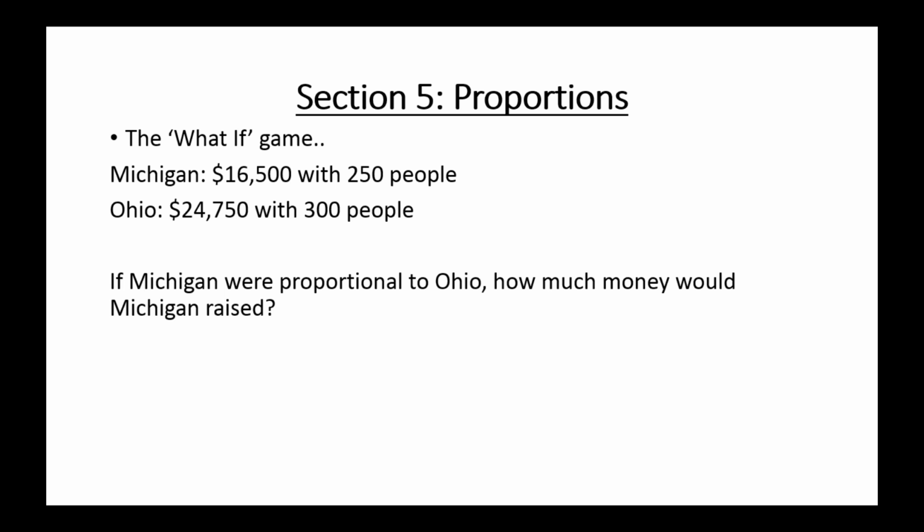So Michigan, I don't know, I just made up these numbers. Michigan raised $16,500 with 250 people. And Ohio, because they're better, raised $24,750 with 300 people. Okay, so that's data. We know that. We have both of those pieces of information, the dollar amounts and the number of people for both states. But then the question says, if Michigan were proportional to Ohio, so if Michigan were as good as Ohio, how much money would Michigan have raised?